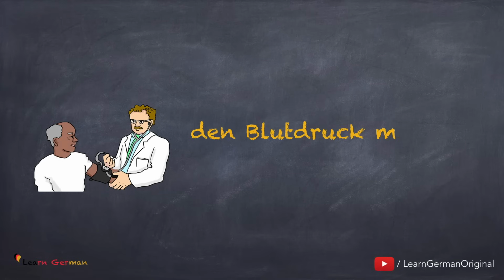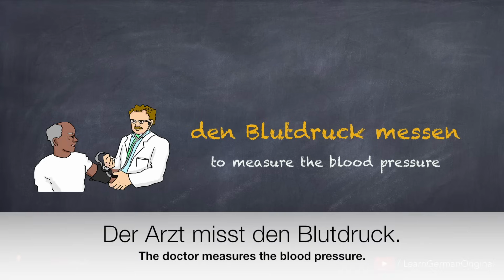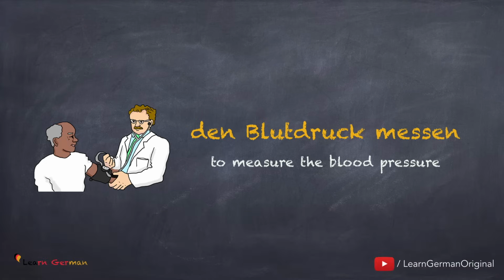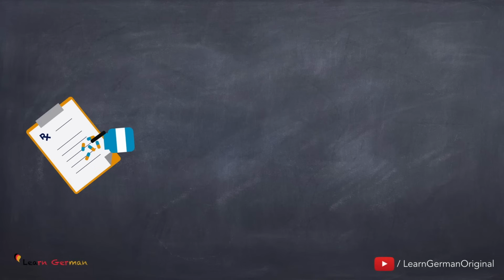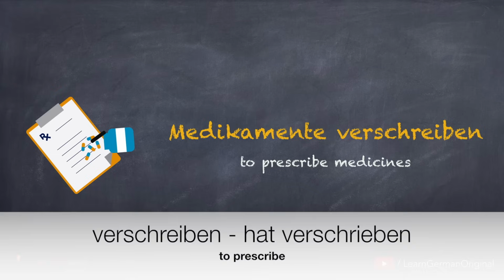Let's move on to the next one. Den Blutdruck messen. Messen is an irregular verb, so you would say, der Arzt misst den Blutdruck. And what does a doctor do at the end? Medikamente verschreiben. Der Arzt verschreibt Medikamente. Verschreiben is a nicht trennbares verb. Great!